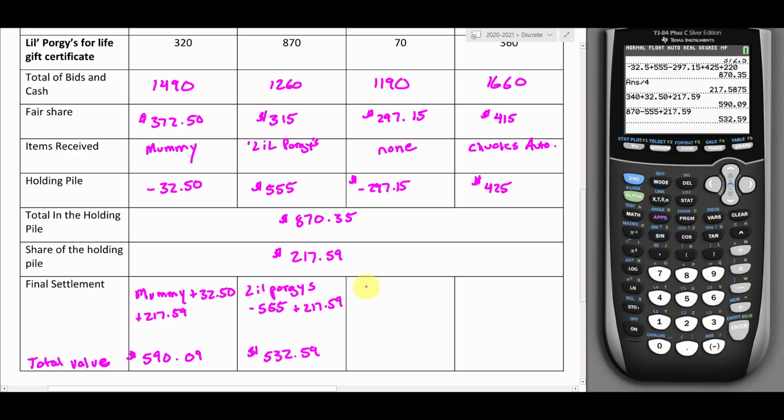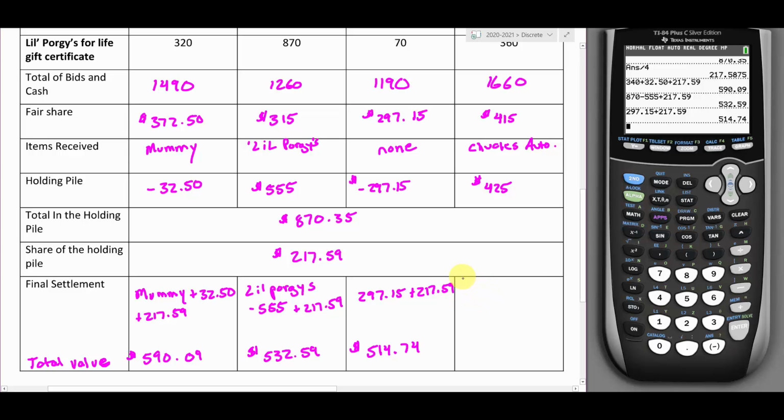Now, McMenamin, she didn't get any items, but she got $297.15 from the holding pile, and then she got another $217.59 from the holding pile. So when I add those together, we get $514.74. Okay, and that is more than her fair share, so she's going to be happy.